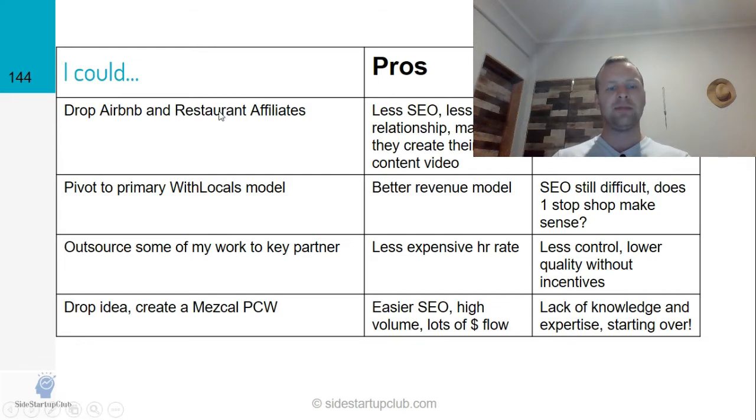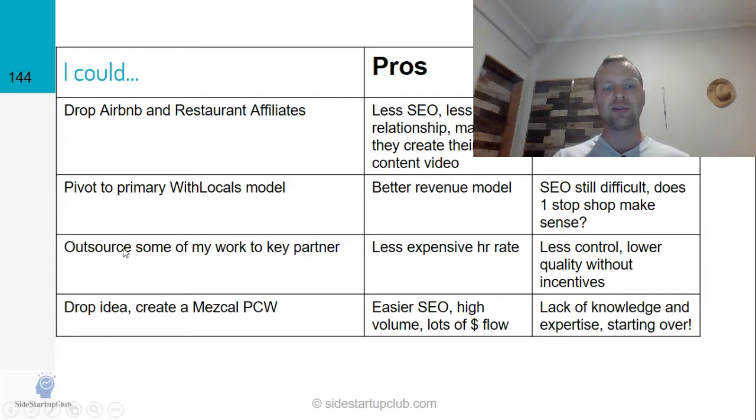So instead of dropping Airbnb and restaurant affiliates entirely, what if I just limit it to 3 Airbnbs and 3 restaurants? So I'm still a one-stop shop, but I don't have to manage 6 relationships of Airbnbs and 6 relationships of restaurants. I just cut that work in half, both on the content updating and the relationship management. And what if instead of pivoting entirely to WithLocals, I just add more focus to WithLocals and have more options and focus more on that revenue stream?